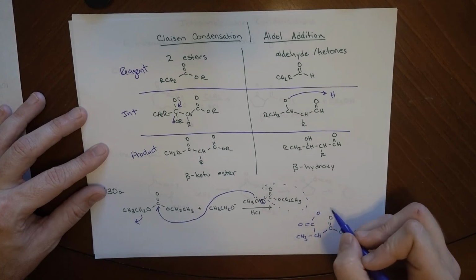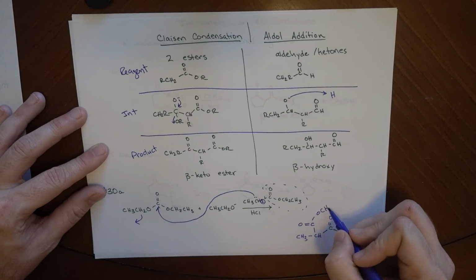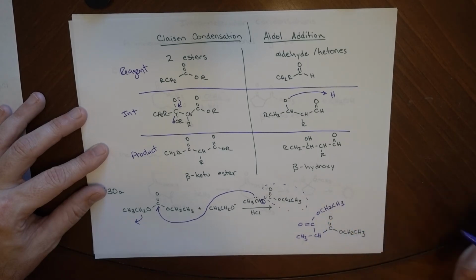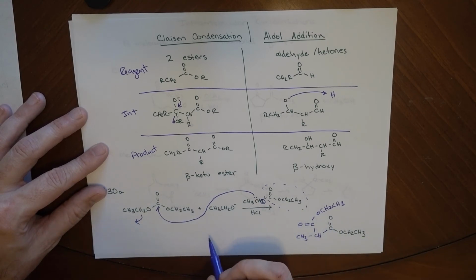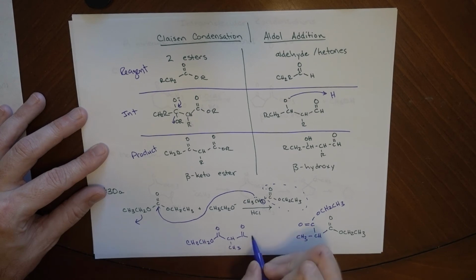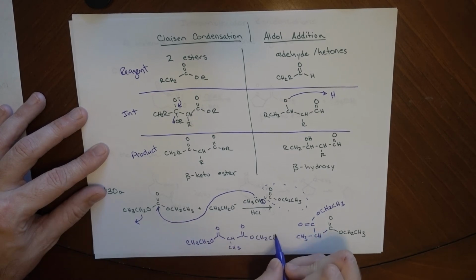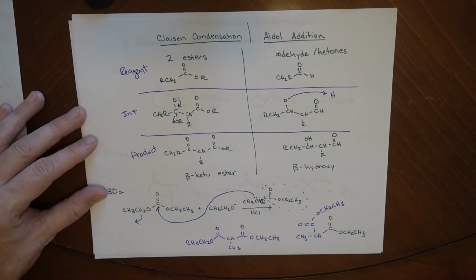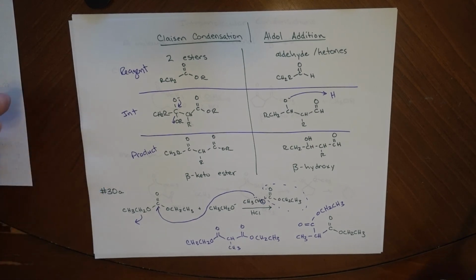So O, CH2, CH3. And if I was to write that a little more neatly, just to be neat, it's CH3, CH2, O, like that, CH, CH3, O, CH2, CH3. So these two guys here are identical, so maybe you want to give that a shot and see if you can agree.